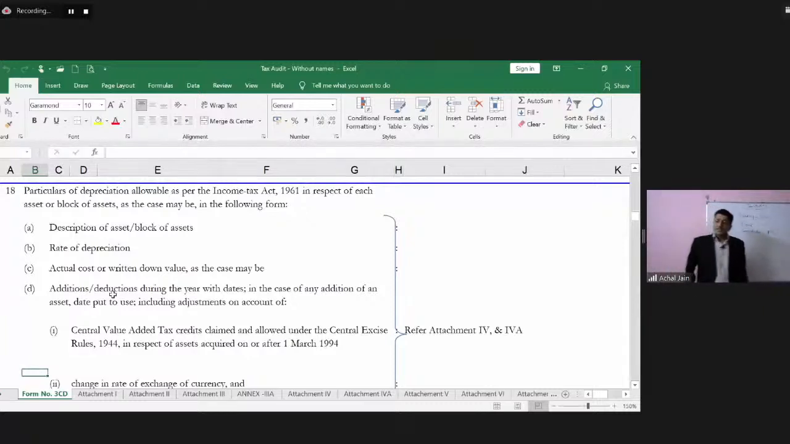Devi is asking, sir, this section 28 was as per Income Tax Act? Yes. See, anywhere where you don't see any specific act, it's always Income Tax Act in this form number 3CD. Okay, because it's all about Income Tax Act.